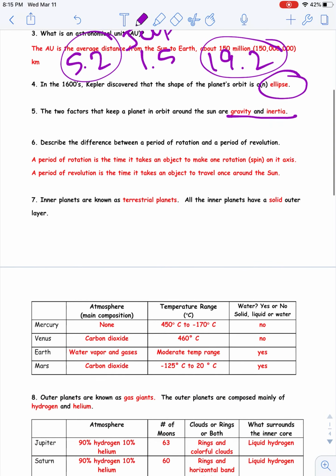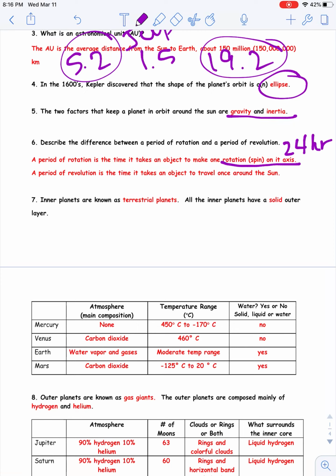Describe the difference between a period of rotation and a period of revolution. Well, we've had this idea of rotation and revolution now a couple of chapters. The period of rotation is the time it takes an object to make one rotation or one spin on its axis. One rotation or one spin on its axis. So for us, that rotation, that one time on our axis is 24 hours or 1 day.